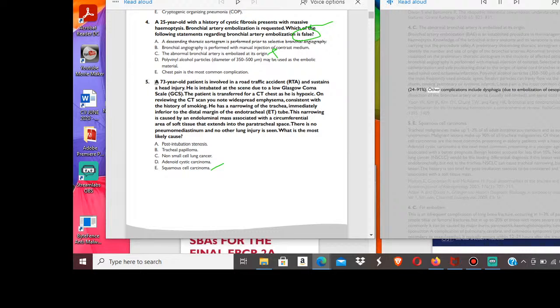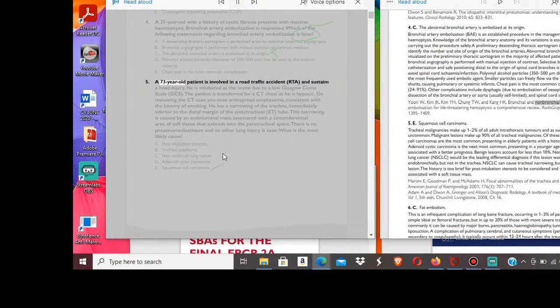Incidence 24-91%. Other complications include dysphagia, due to embolization of esophageal branches, dissection of the bronchial artery or aorta, usually self-limited, and spinal cord ischemia. Yoon W., Kim J.K., Kim Y.H., Chung T.W., and Kang H.K. Bronchial and non-bronchial. A 73-year-old patient is involved in a road traffic accident, RTA, and sustains a head injury.